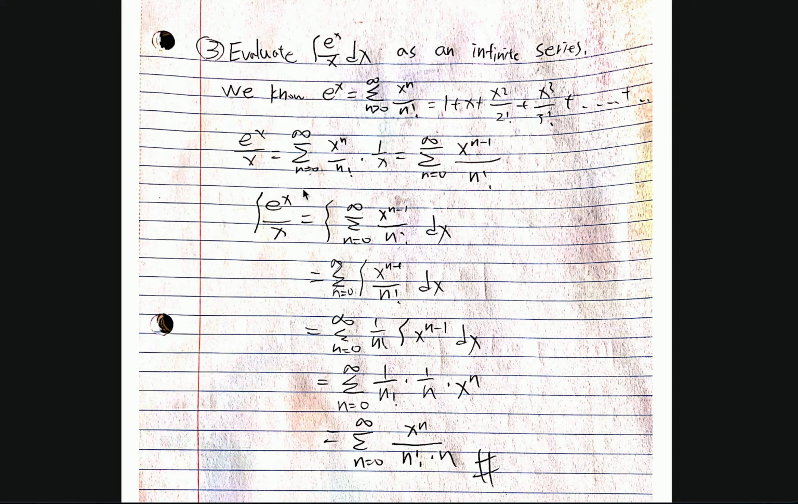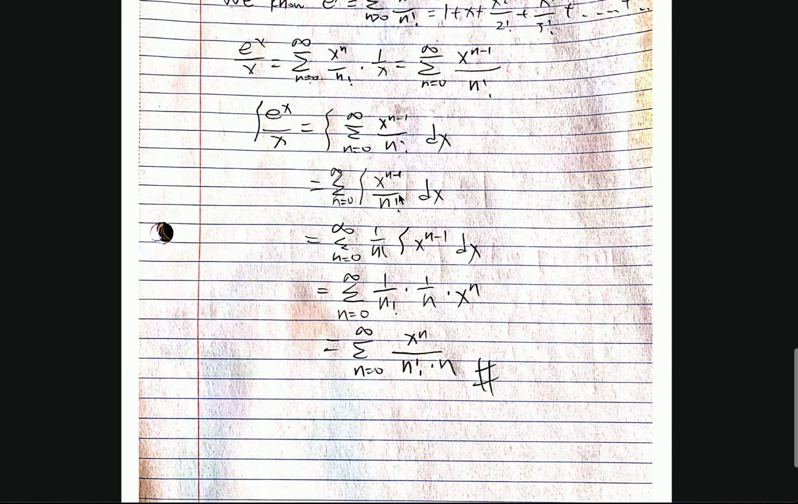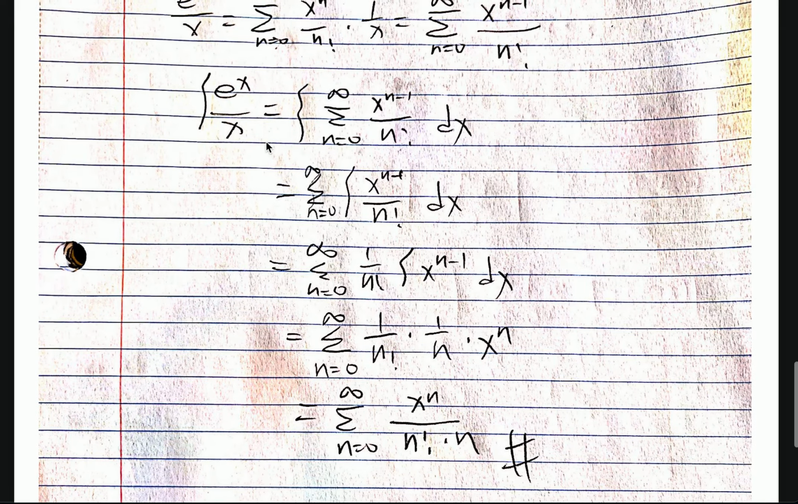So now we can write e to the power of x over x equals the sum from n equals 0 to infinity of x to the power of n over n factorial times 1 over x, which equals the sum from n equals 0 to infinity of x to the power of n minus 1 over n factorial. So now we can write the integral of e to the power of x over x equals the integral of the sum from n equals 0 to infinity of x to the power of n minus 1 over n factorial dx.